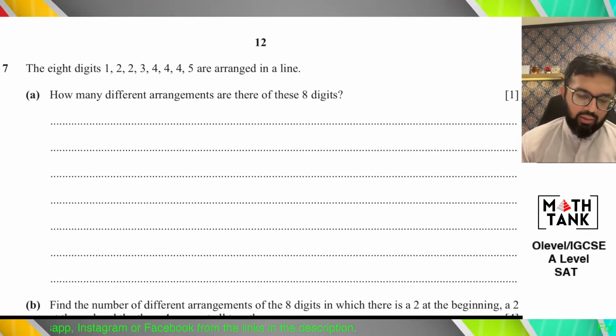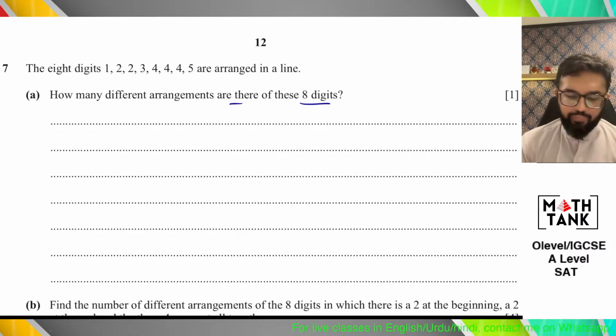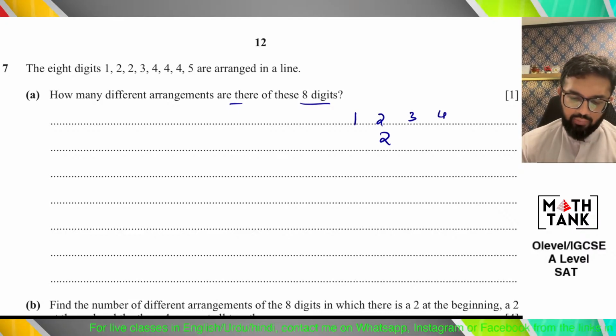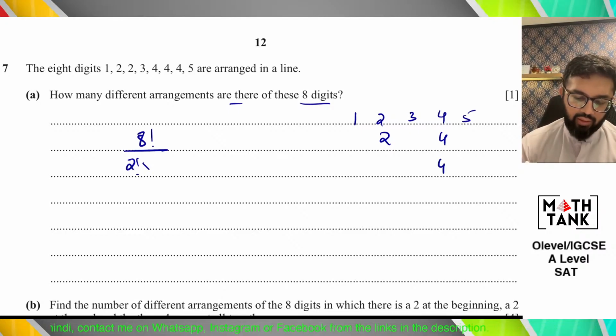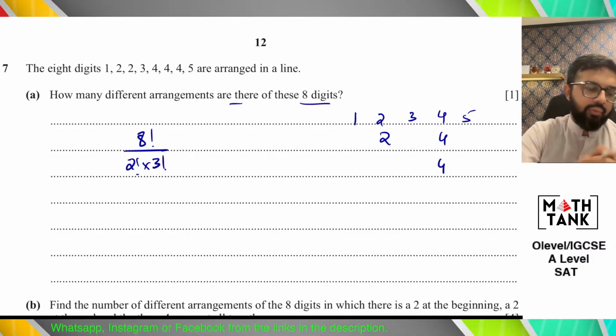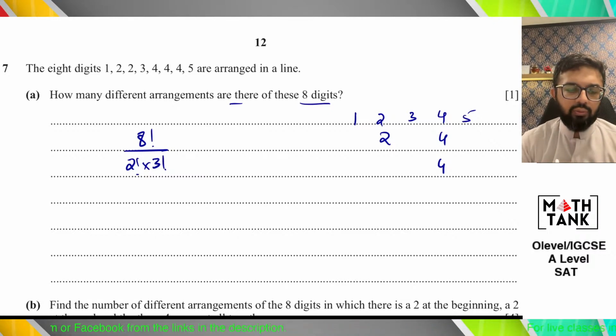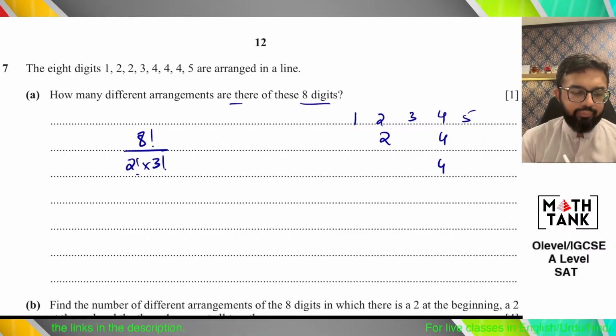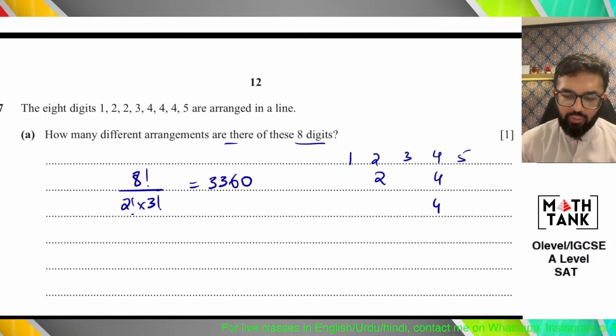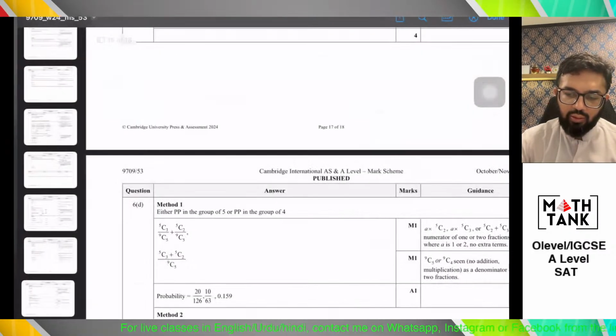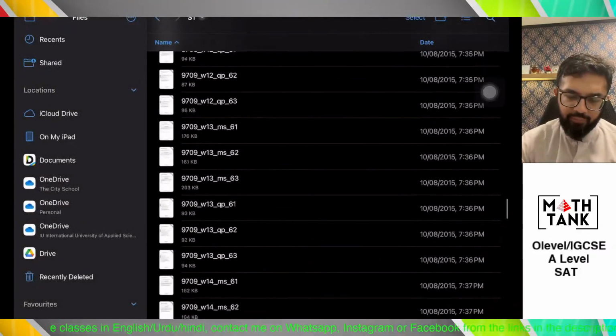Okay, the 8 digits are arranged in a line. How many different arrangements are there of the 8 digits? Okay, so 1, 2, 2, 3, 4, 4, 4, and 5. 8 factorial divided by 2 factorial and 3 factorial. 3360. Okay, that's June 2451.